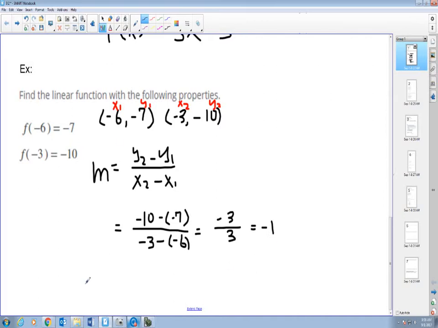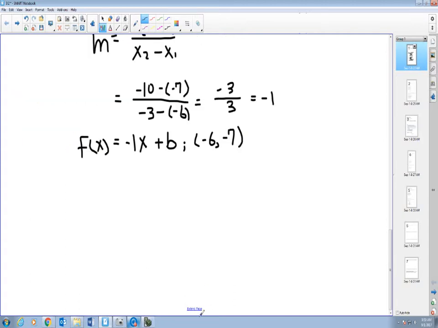Alright, now to find the b, I would just need one of the 2 points. So far I should have -1 times x plus b. Alright, y = mx + b. I'm only going to use one of the 2 points. I'm going to use the first one. And it doesn't matter, you can pick either one. The answer will be the same.